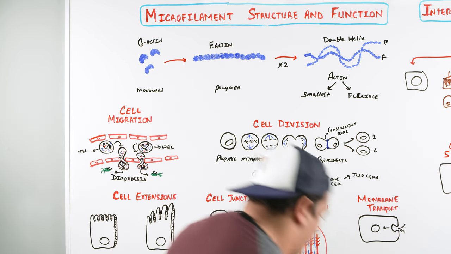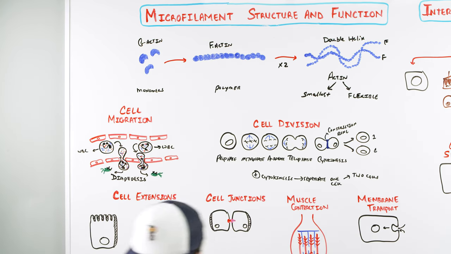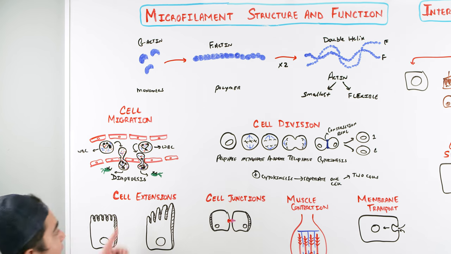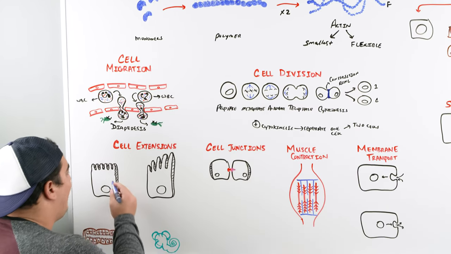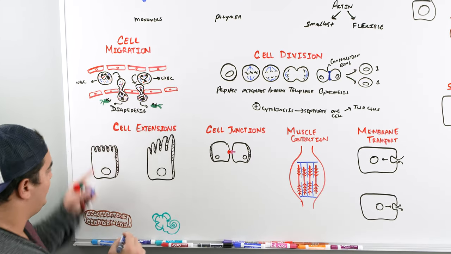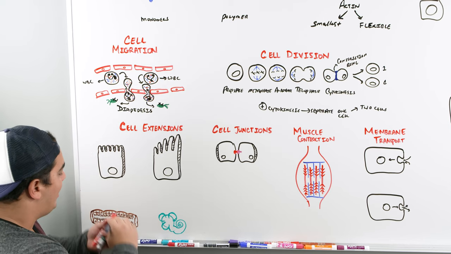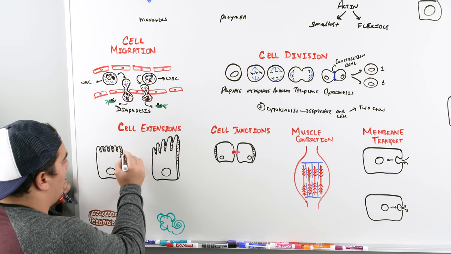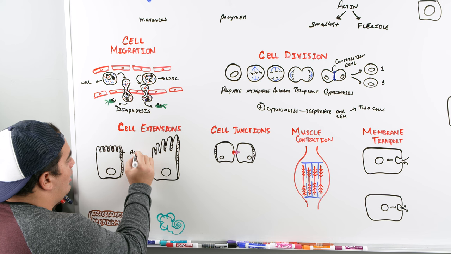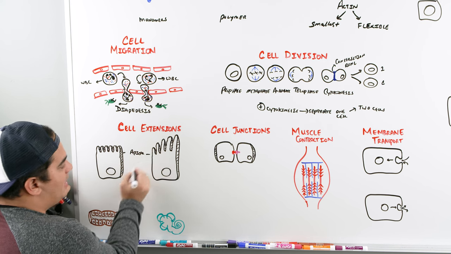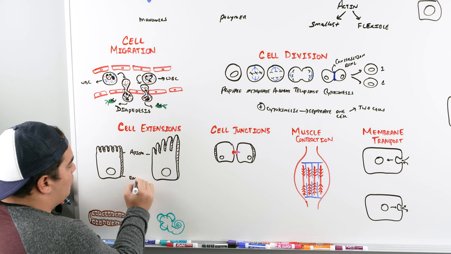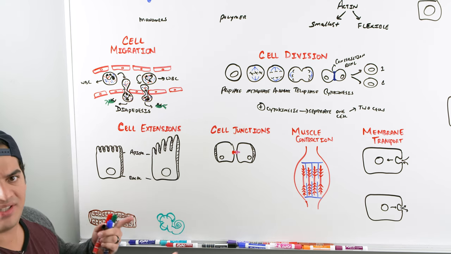Okay, let's come down. A couple more functions of these microfilaments, or actin, is they can form cell extensions. And this is really, really cool. So when we talk about these, imagine here you have these little extensions. You see these kind of coming off of the cell? So naturally you would have two parts of a cell membrane. You would have this apical portion, which we call the top of the cell, and then you would have this basal portion, which we would call the bottom of the cell.